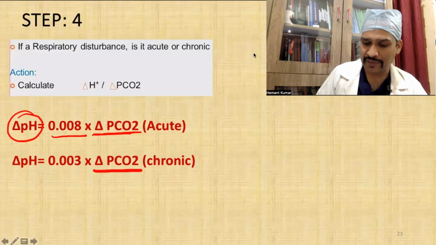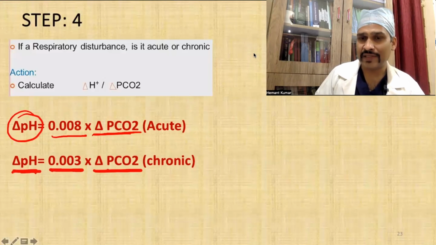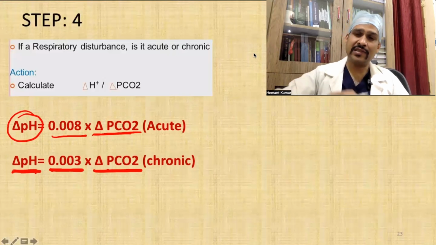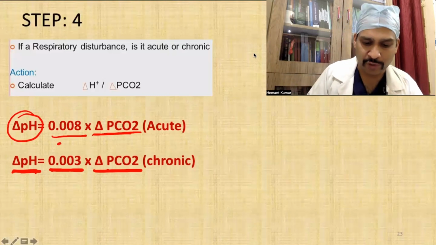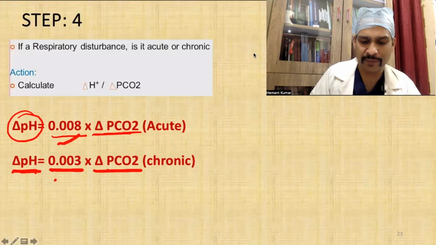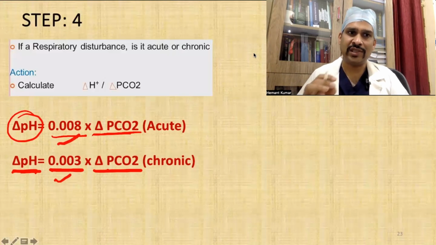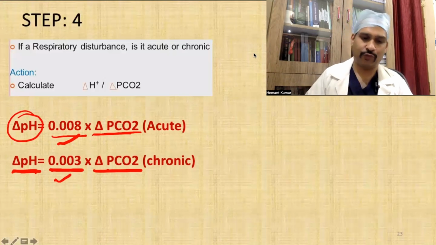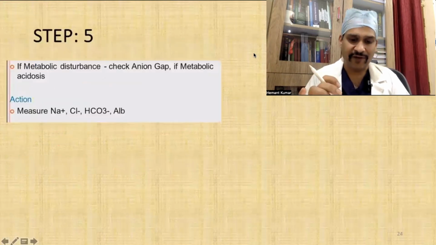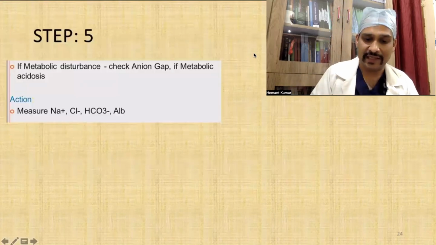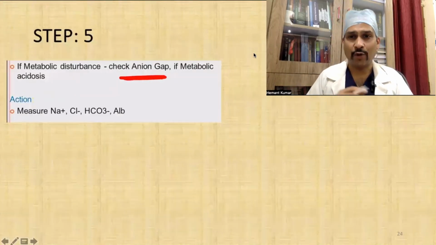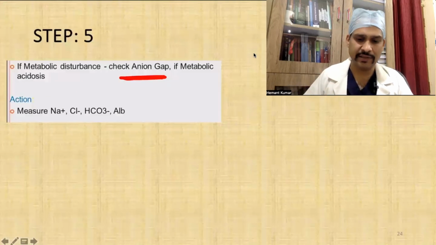If we multiply delta PCO2 by 0.003, calculate the delta pH, and it is the same as the delta pH given in the ABG, it means this is chronic. So for acute, we multiply by 0.008. For chronic, we multiply by 0.003. So this is how we are going to see step 4. Step 5: if there is a metabolic disturbance, we have to check the anion gap. How to check the anion gap? I'll discuss in subsequent slides.